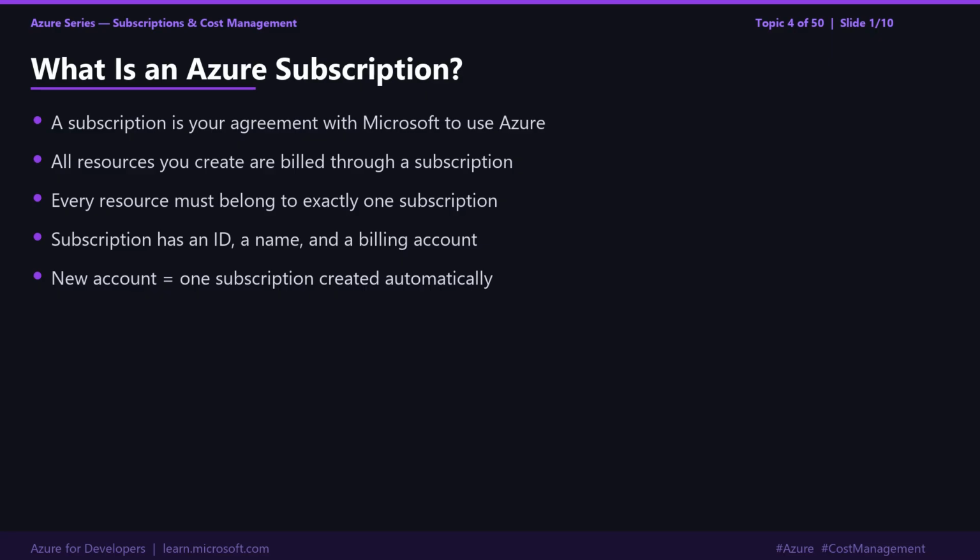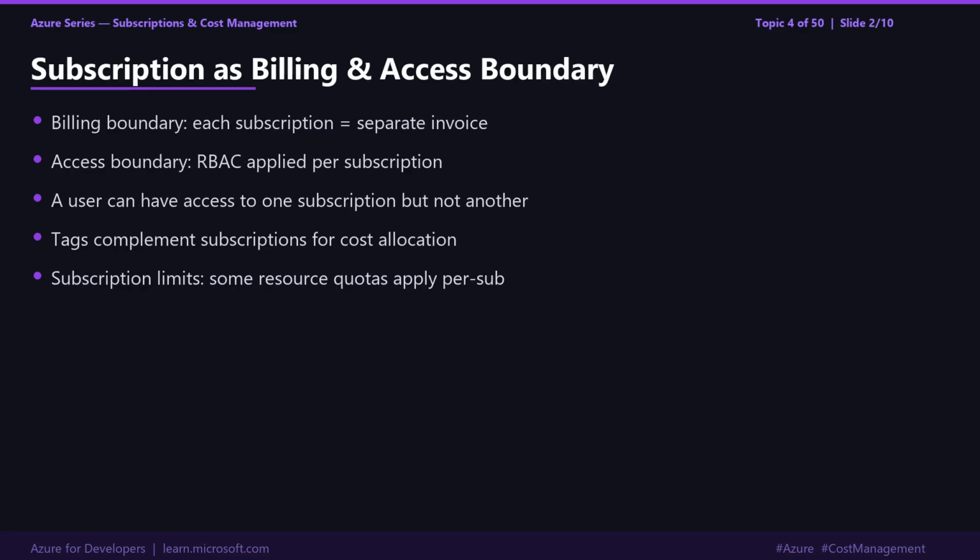The subscription does two jobs simultaneously, and understanding both is what makes your Azure architecture clean. First, it is a billing boundary. Every subscription gets its own invoice. This matters for chargebacks if your company has 3 departments each with their own budget. Giving each department its own subscription means their Azure spend is cleanly separated on the bill. Finance can allocate costs without you having to manually tag and report everything.